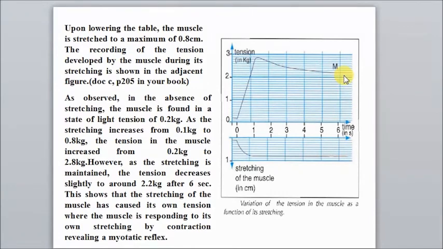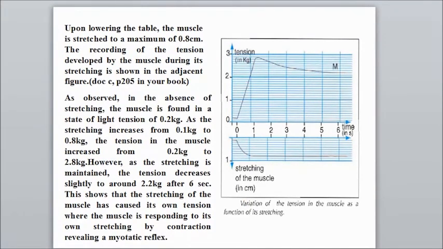So as we'd observe here, the stretching of the muscle has caused its own tension, where the muscle is responding to its own stretching by contraction, since tension is an indication of contraction. Therefore, the following experiment reveals a myotatic reflex.